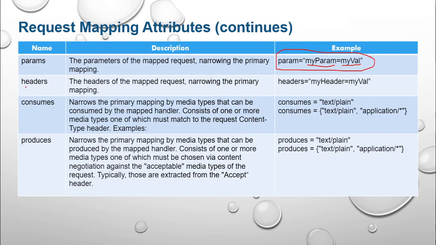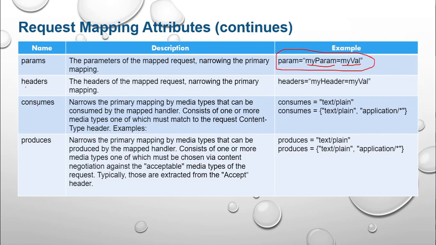Okay, now coming to the header. This is the same as the param, but instead of a request parameter, it uses a request header as the filter. So here, if the request has myHeader in the request header, and the value of that myHeader is myValue, then that particular request will be mapped to a particular handler method.